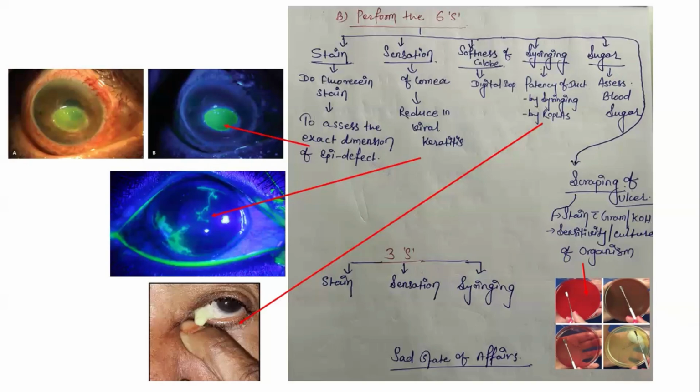So if you can't remember these 10S, then remember these 3S, which you can do by yourselves without any external help or accessories. And on failing to do these 3S, you will be in a sad state of affairs. It means failing to manage the case in the right way. So this is very important to note down. Thank you.